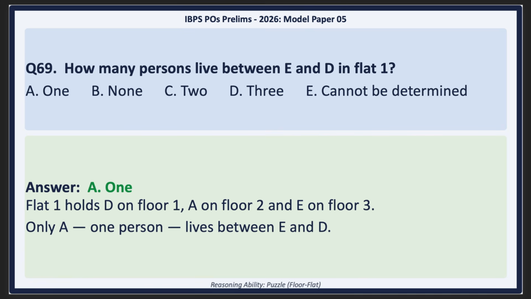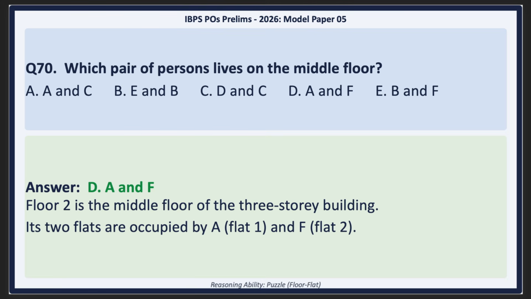And to wrap up that puzzle, question 70 asks for the pair of persons living on the middle floor. The middle floor is floor 2. Looking at our grid, we have A in flat 1 and F in flat 2. So the pair is A and F.